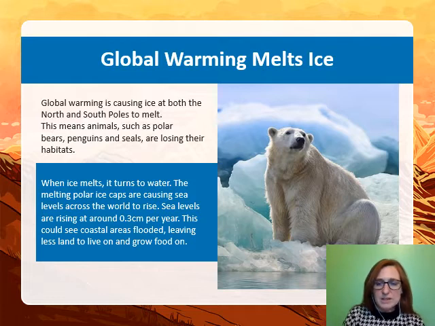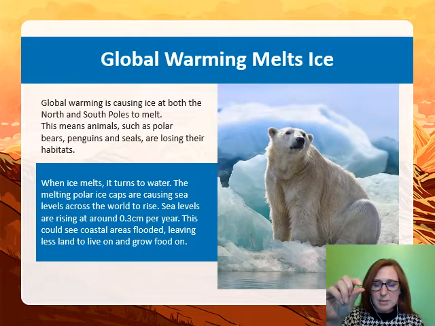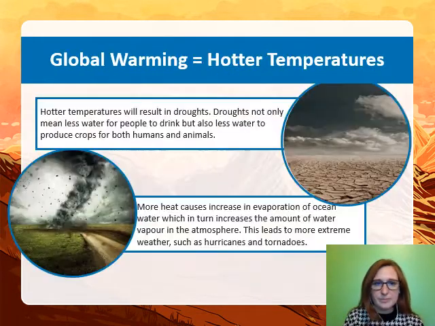So 0.3 centimetres, think about a centimetre being quite small. 0.3, it's 3 millimetres. It's only a very small amount per year, but if that's happening every year over time, it means the flood levels are going up a lot.